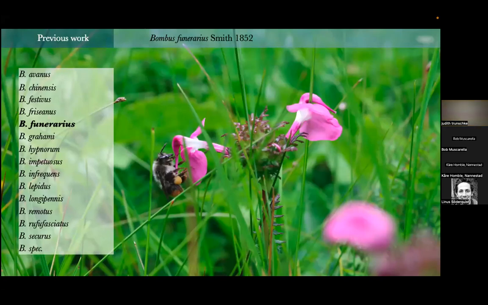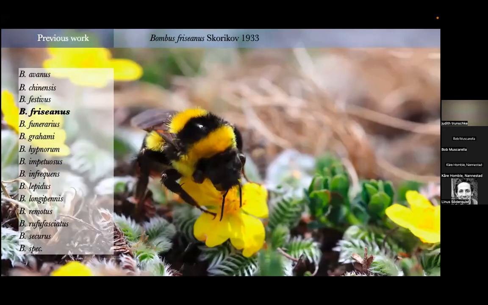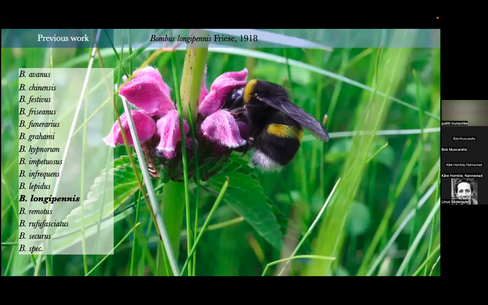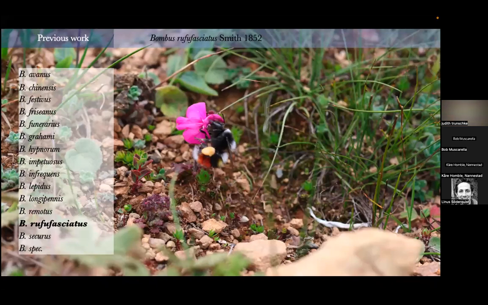This is just some impression of the different species of bumblebees. Bombus funuarius, which has a really distinct white stripe on its back. A high elevation species, Bombus chinensis, which is not so abundant on Yulong Mountain. I found it more often on Weimar Mountain because we are higher in elevation there. This is the most common one, Bombus frisianus, Bombus longipennis, and another one I couldn't identify. And Bombus rufofasciatus, also very dominant at high elevation meadows.